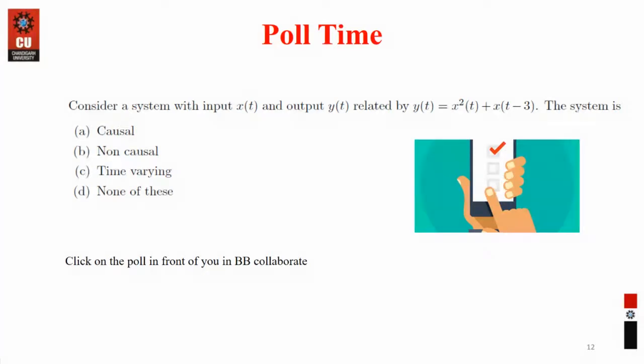So if it is clear, then let me launch a poll. Here you go. The poll is live in front of you. The question is there on the slide. A system is given with x as input and y as output, of course the standard one, and the output depends upon x square t, not x t. Output depends upon x square t and x t minus 3.